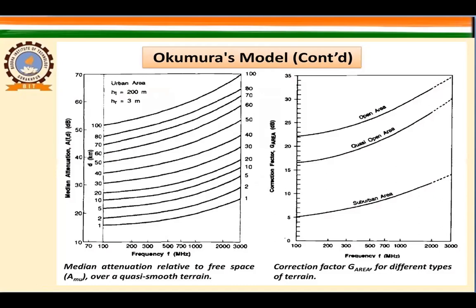Okumura path loss model. Now, another graph is between the frequency and the correction factor G area in dB. It is divided into three areas: open area, quasi-open area, and suburban area. The scale is frequency in megahertz: 100, 200, 300, 500, 700, 1000, 2000, and 3000 megahertz. On the y-axis, the correction factor starts from 0, 5, 10, 15, 20, 25, 30, 35. Here you can see the same scale for the urban area, where H of T is 200 meters and H of R, the height of the receiver, is 3 meters.